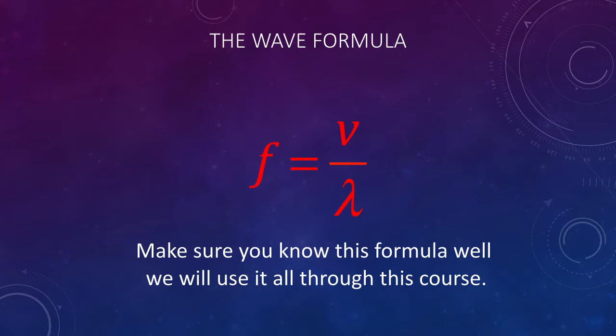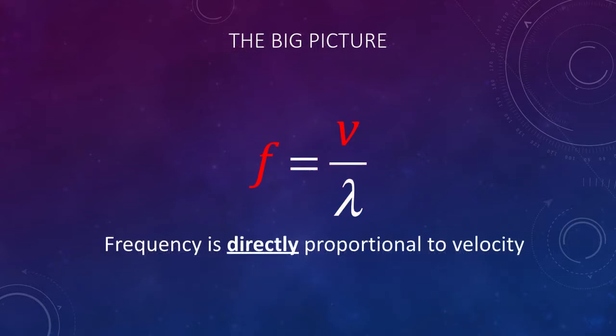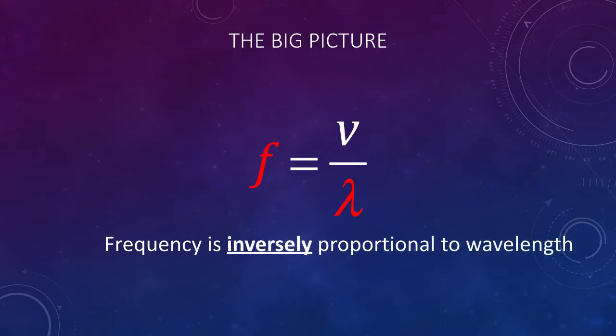So what does this formula mean? The big picture. Frequency is directly proportional to velocity. So as velocity increases, frequency increases. Frequency is inversely proportional to wavelength. So as wavelength increases, frequency decreases.